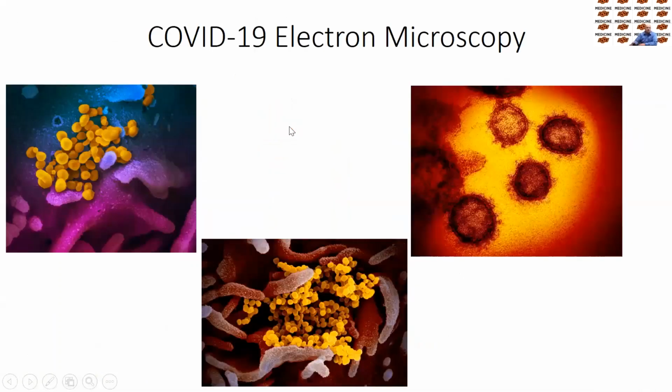These are some of the EM pictures of COVID-19. This one in the top right-hand corner, you can see the spike proteins protruding. But this is the image that you've probably seen on magazines, on TV shows, on news stations throughout the last 3 months.